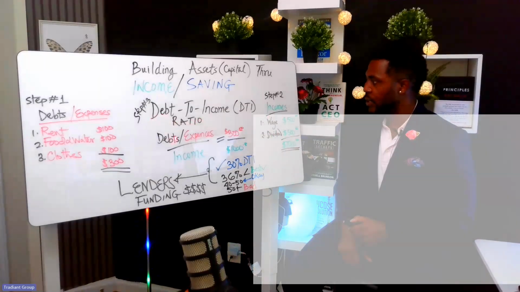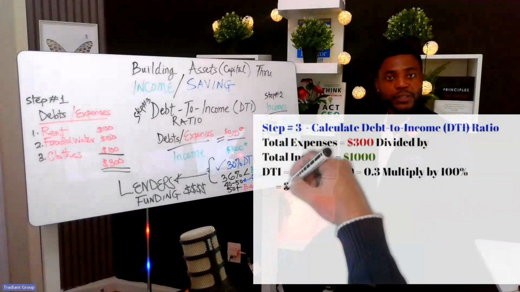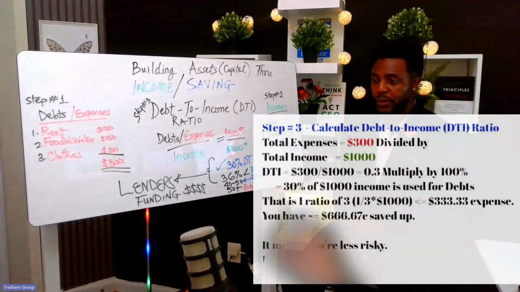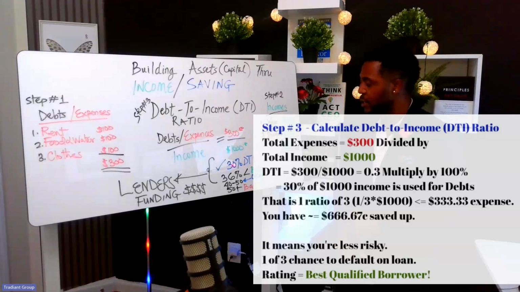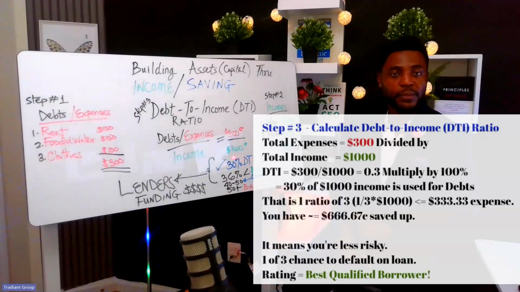Now go to step three. You're going to put that together: $300 divided by $1,000. That will give you 0.30. Multiply that by 100%, and it will give you 30%. That means you have 30% debt-to-income ratio.